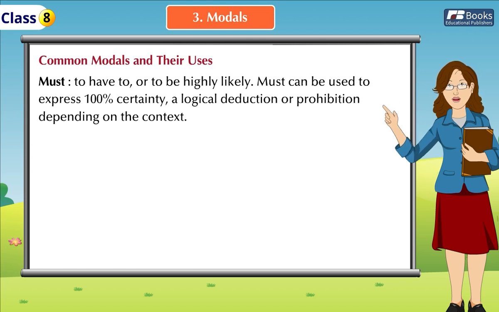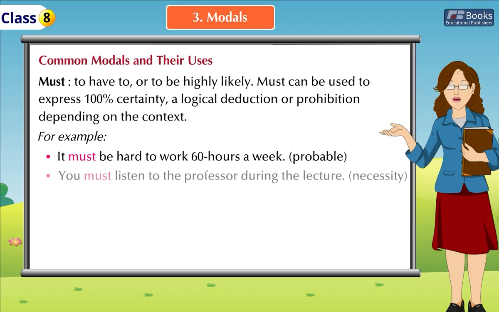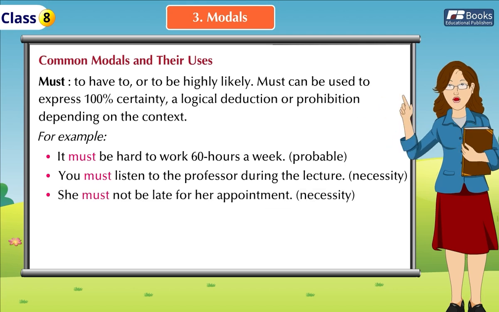Must can be used to express 100% certainty, a logical deduction or prohibition depending on the context. For example, it must be hard to work 60 hours a week. Probable. You must listen to the professor during the lecture. Necessity. She must not be late for her appointment. Necessity.